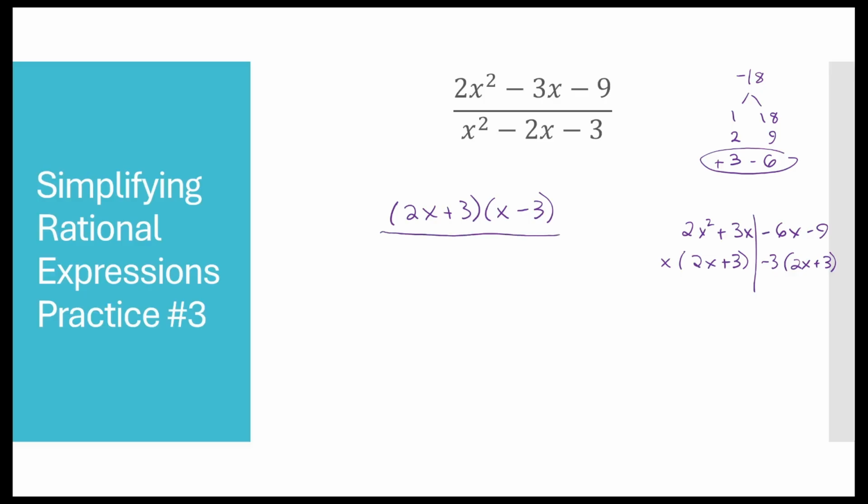On the bottom, I need two numbers that multiply to negative 3 but add up to negative 2. That sounds like x minus 3 and x plus 1 to me. So now I can cancel my x minus 3's. So nice. And I end up with 2x plus 3 over x plus 1.